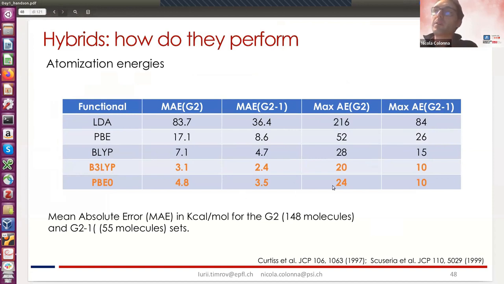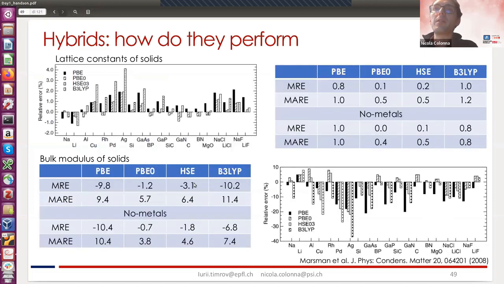Here I just report some table from the literature to show you the mean absolute error on a large set of 148 molecules. This is for the atomization energy, so the energy you need to break a molecule into its separate atoms. This is a large set. G21 is a subset of it, and you see that LDA and PB have a kind of large error. These are kilocalories per mole. Ideally, you want to reach less than 1 kilocalorie per mole. This is what chemists would call chemical accuracy. While you see that B3 and PB0 greatly reduce the error, and we are very close to chemical accuracy.